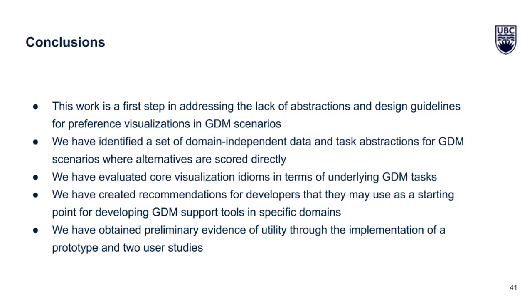This work is the first step in addressing the lack of abstractions and design guidelines for preference visualizations in GDM scenarios. We have identified a set of domain-independent data and task abstractions for GDM scenarios where alternatives are scored directly. We have evaluated core visualization idioms in terms of underlying GDM tasks. We have created recommendations for developers that they may use as a starting point for developing GDM support tools in specific domains. We have obtained preliminary evidence of utility through the implementation of a prototype and 2 user studies.